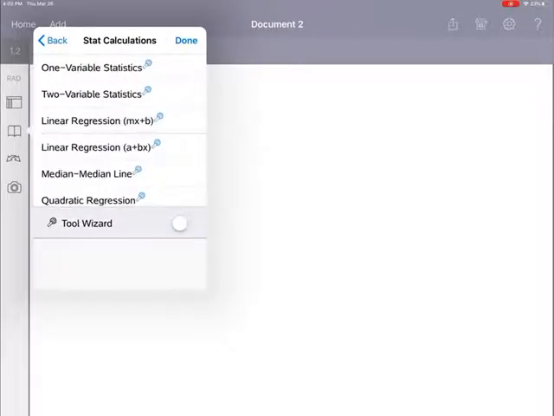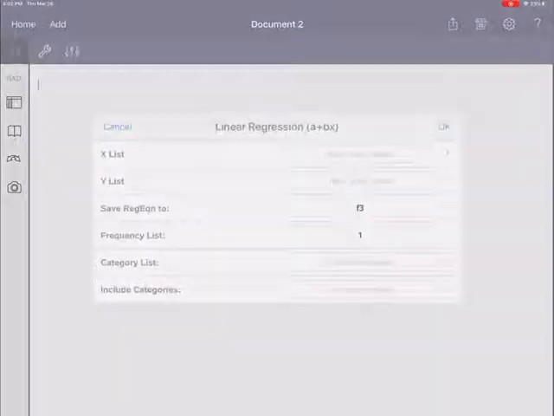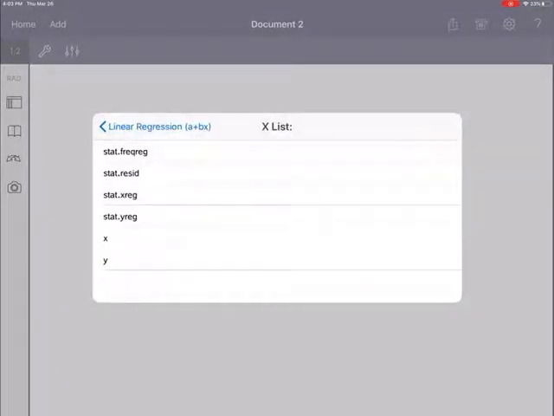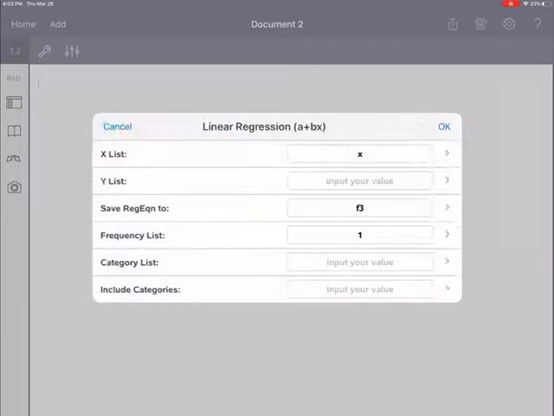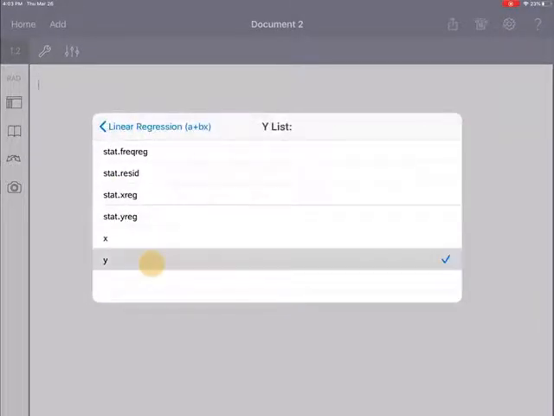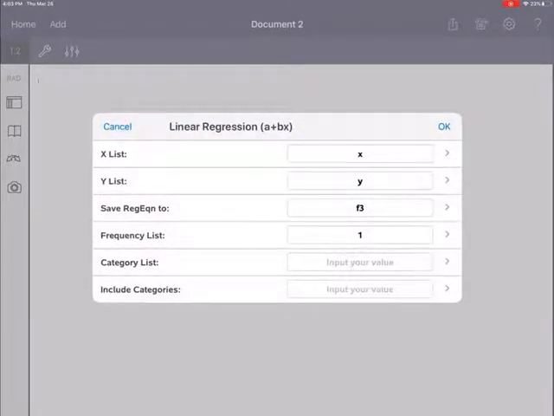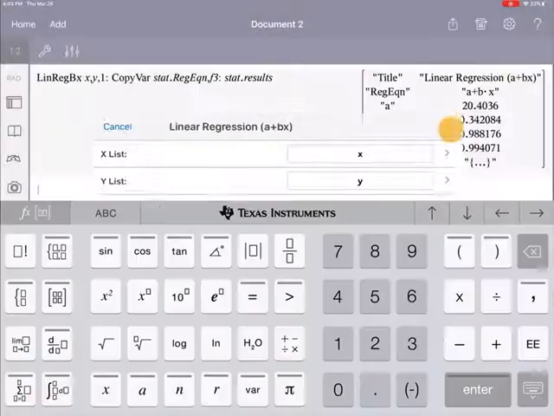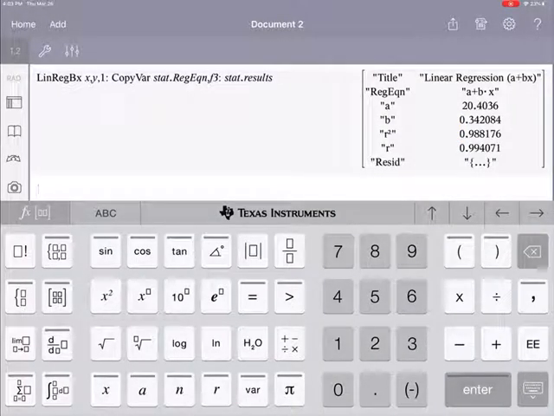There we are, sorry. This is going to be a stat calculation, and we're going to do linear regression A plus BX. We will tell our calculator what our X values were. I called my X list X. My Y list was variable Y, and then we can tab all the way down to OK. If you notice, the second line here says regression equation A plus BX. That gives me the format for my equation.